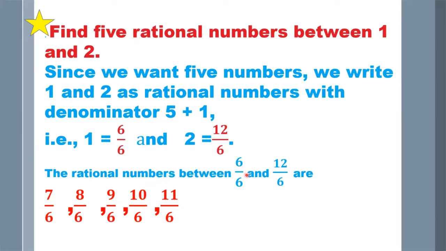Now the rational numbers between 6 by 6 and 12 by 6 are these ones. 7, 8, 9, 10, 11 are in the numerator and the denominator will be the same, that is 6. So it is a very simple sum. You only have to remember that you have to take 6 in the denominator, 5 plus 1, 6. And you have to convert this 1, a natural number, in the form P by Q. And you have to convert 2 also in the form P by Q. But the condition is that the denominator will have 6. Right? We need 6 in the denominator. Okay.